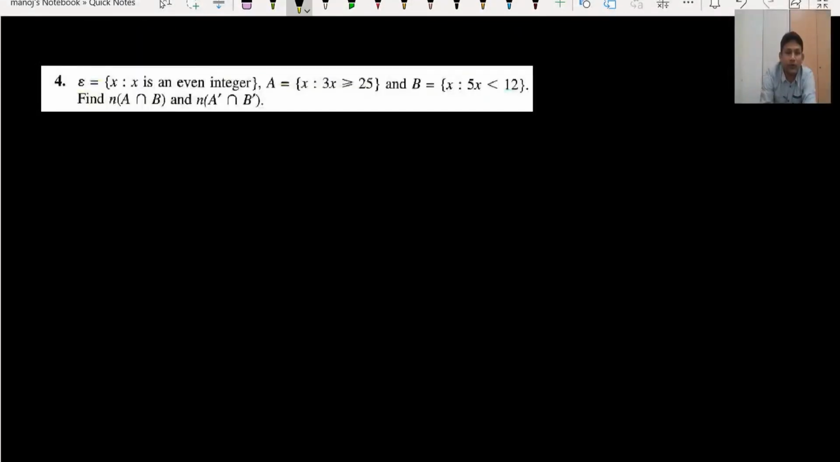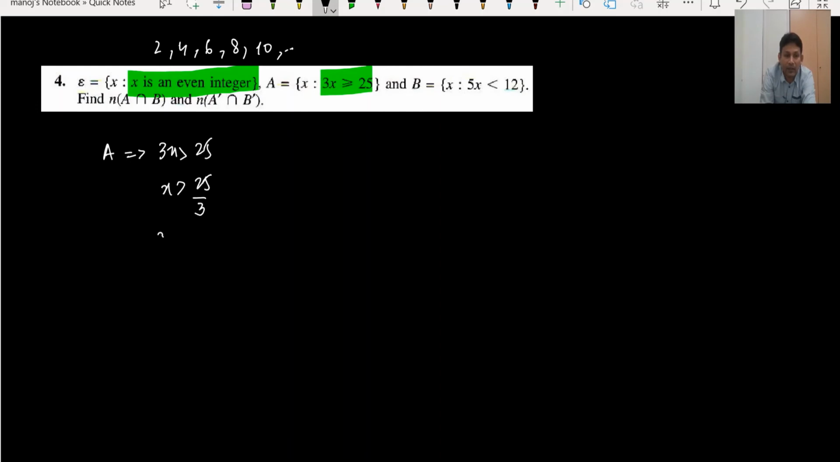Question number 4. The elements of the universal set are even numbers, and all the even numbers means 2, 4, 6, 8, 10, and so on. The elements of set A are a part of the universal set. So A is coming like 3x greater than 25. I have to simplify 25 upon 3, and this should be 3 times 8 point something, and this is also equal to, yes, this is equal to.